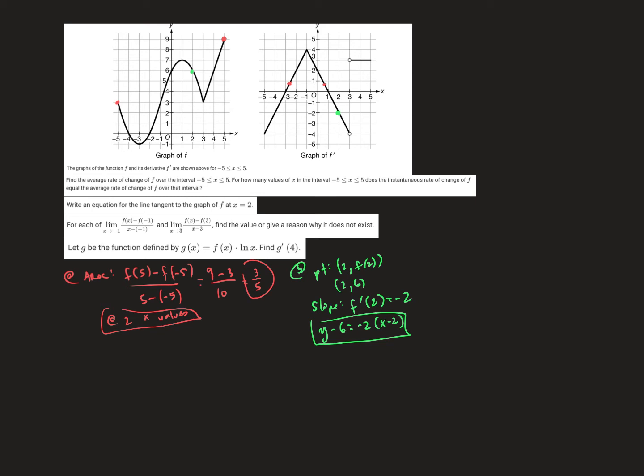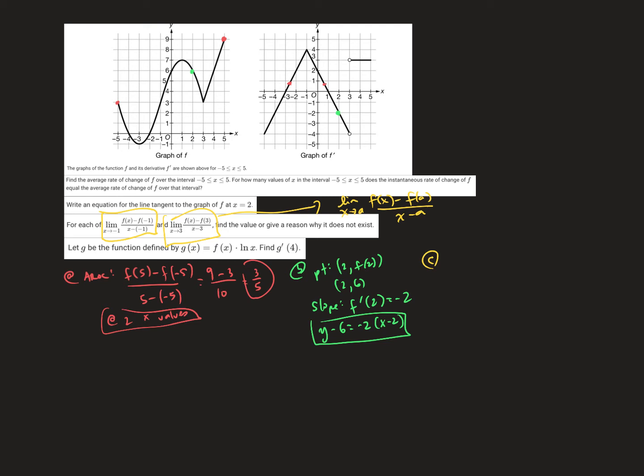Now, part C. And I may have reversed the order on these, but I think it's right. I think this is part C. So for each, the limit as x approaches -1 of f of x minus f of -1 over x minus -1, and the one with 3 in it, find a value or give a reason why it does not exist. So I want you to keep in mind this and this are both indicative of the definition of the AROC, sorry, of the IROC. So this is literally talking about a derivative.